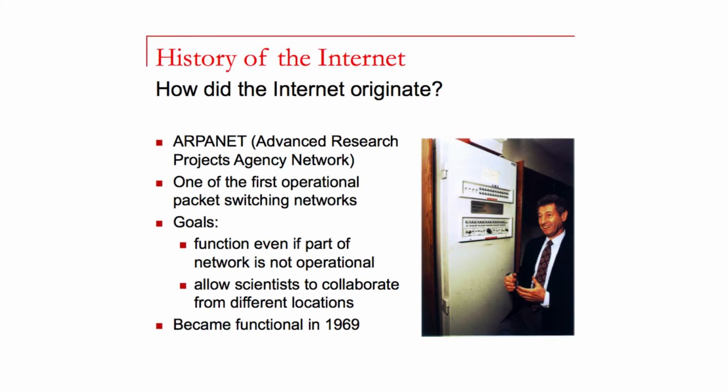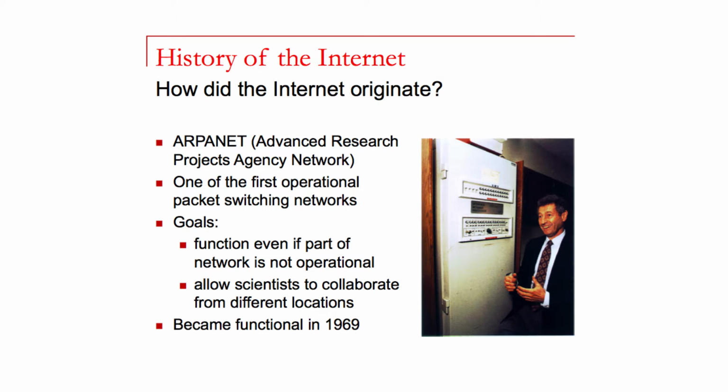So a little bit of the history of the internet in terms of how it originated and grew to what we now have. It all started with ARPANET, the Advanced Research Projects Agency Network. It was one of the first operational packet switching networks. And the goal of ARPANET at that time was to be able to function even if parts of the network were inoperational. So if a certain segment of the nodes on the network go down for some reason, messages could still be delivered.